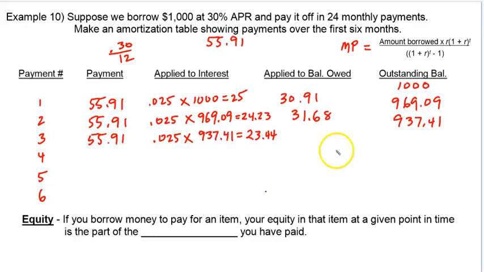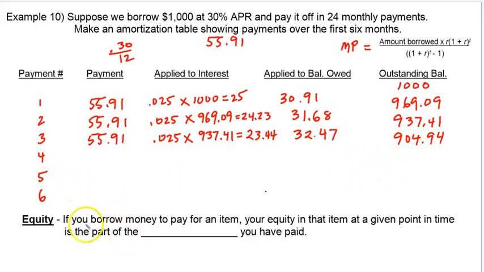$55.91 minus 23.44 is 32.47. And 937.41 minus 32.47 becomes the new outstanding balance after payment 3, and that's 904.94. Okay, so we could continue on.